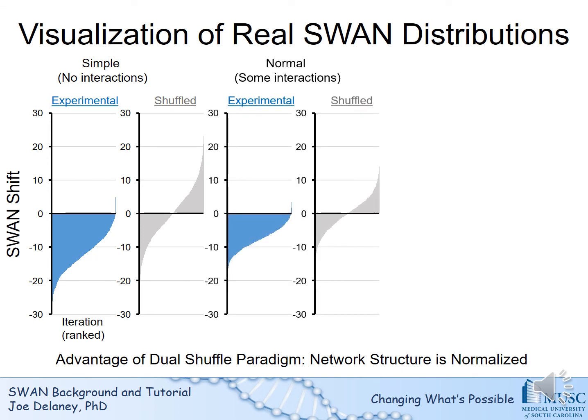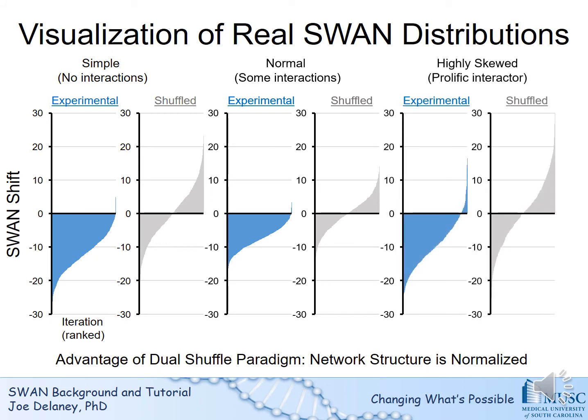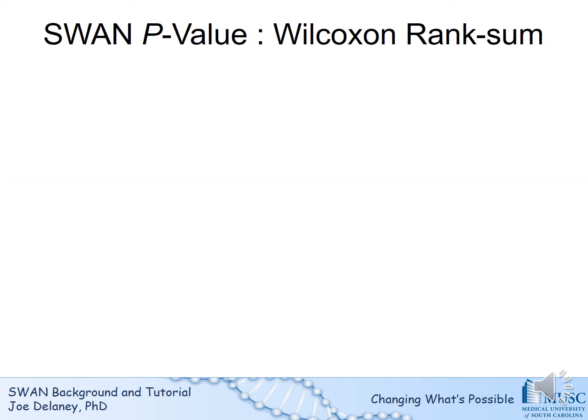Now we take those same data and just test it across the different networks, and we see that the ones with normal interaction look fairly similar. The magnitudes are slightly different, but the distribution shape remains the same for both the experimental and the shuffled. And that's also true for this highly skewed prolific interactor type of network. And that's really the goal, right? So we can use SWAN to analyze any type of network data. We don't like the hairballs, but it is potentially usable for those as well.